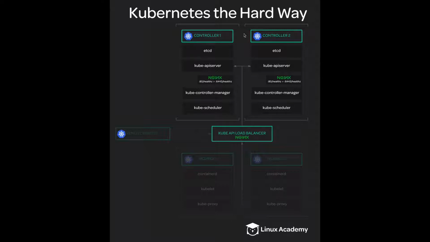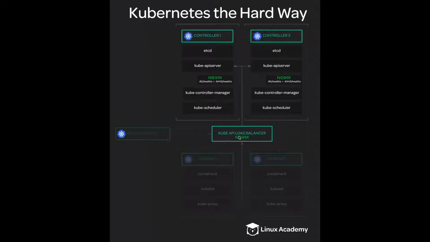And finally, once we set up these two controllers, we're also going to go ahead and set up a load balancer for the Kube API service. You can see I've got a little arrow coming out of this Nginx load balancer, and it's pointing to these two Kube API server services. So we're going to be setting up a load balancer that's capable of balancing traffic to the Kube API server.